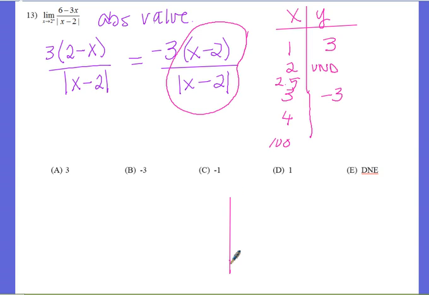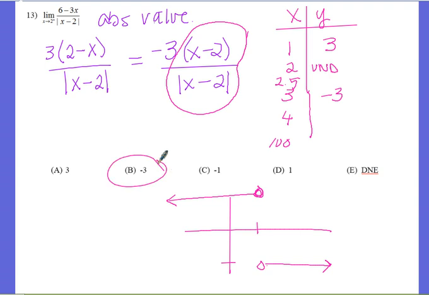The graph at x equal to 2 looks like this. Coming in from the left side is positive 3. So this is coming in from the left, and from the right side, it's negative 3. The answer to this guy was negative 3.